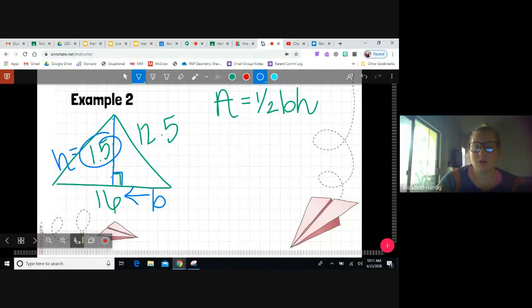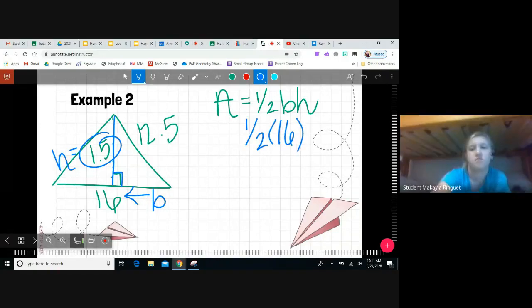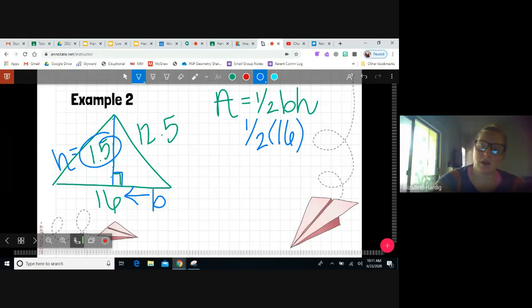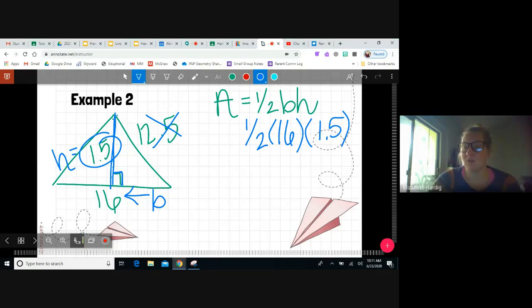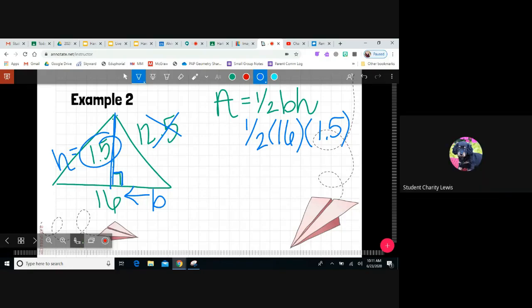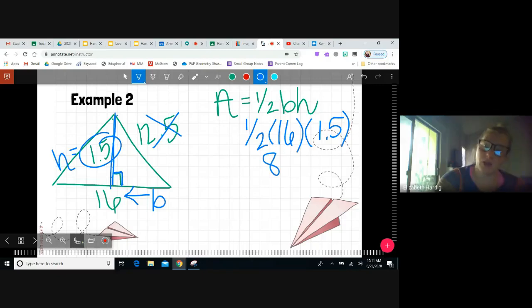So when I substitute my values in, I will have 1/2 of the length of the base, which was 16, times the height of the triangle, which was 1.5. Notice our height was the straight up and down right angle and not that slant height right there. Yes. Good. So when I take 1/2 of 16, what do I get? 8. Good. So 8 multiplied by 1.5.